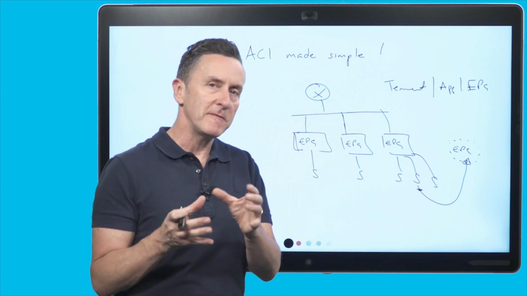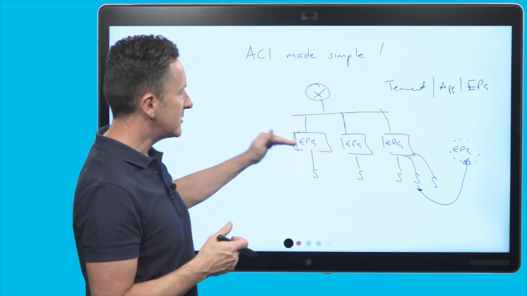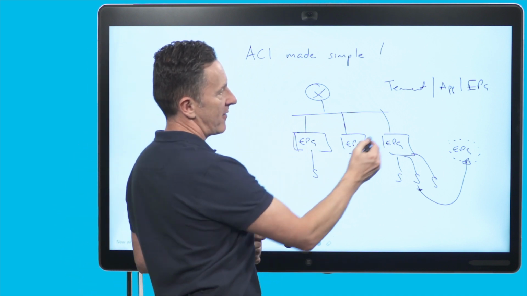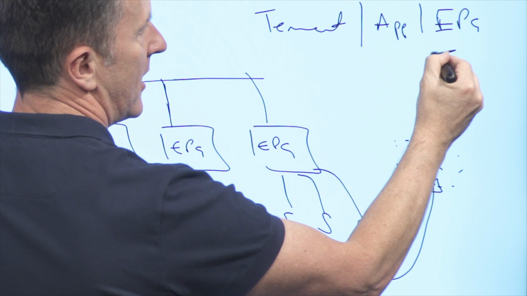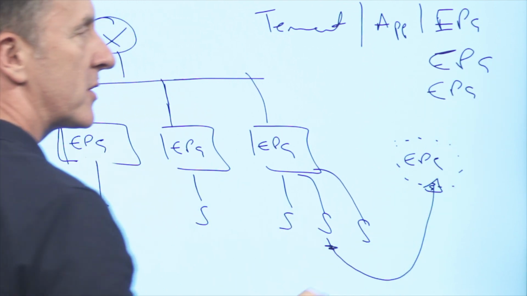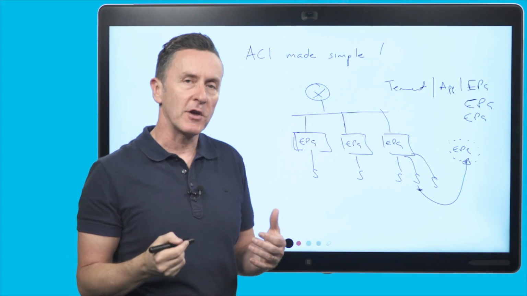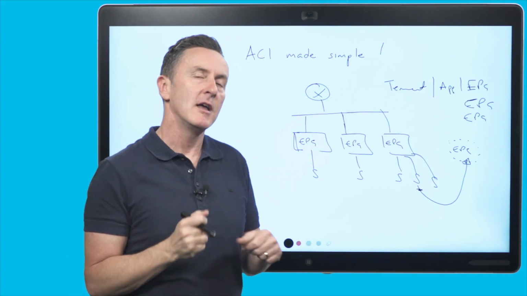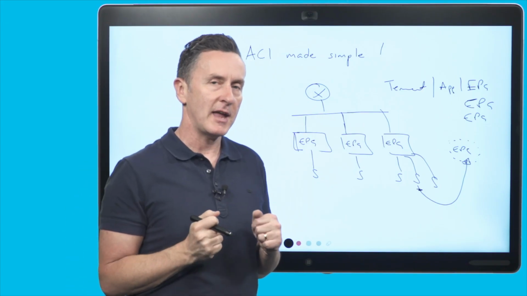So use it for specific purposes and really stick to this method where I will have, again, my tenant, my app, and 3 different EPGs, because that generally is easier for customers to visualize in Virtual Center and understand the connectivity that they have on the network.